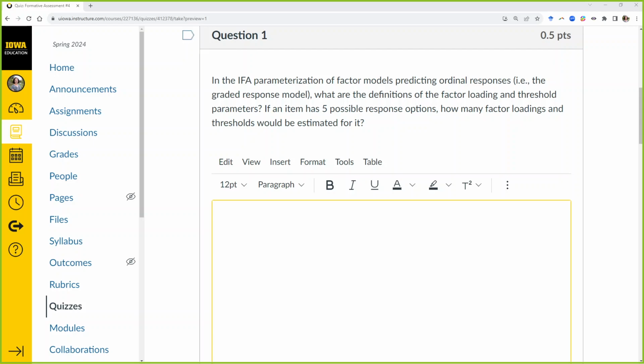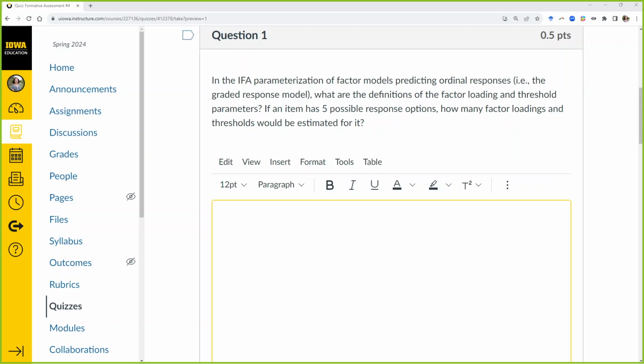All right, so we'll get started here. I'm going to read off the first formative assessment question and guide us a little bit through that because we noticed some discrepancies in the answers, so we just want to go over that and make sure that's all clear. For the first question, it says, in the IFA parameterization of factor models predicting ordinal responses, aka the graded response model, what are the definitions of the factor loading and threshold parameters?